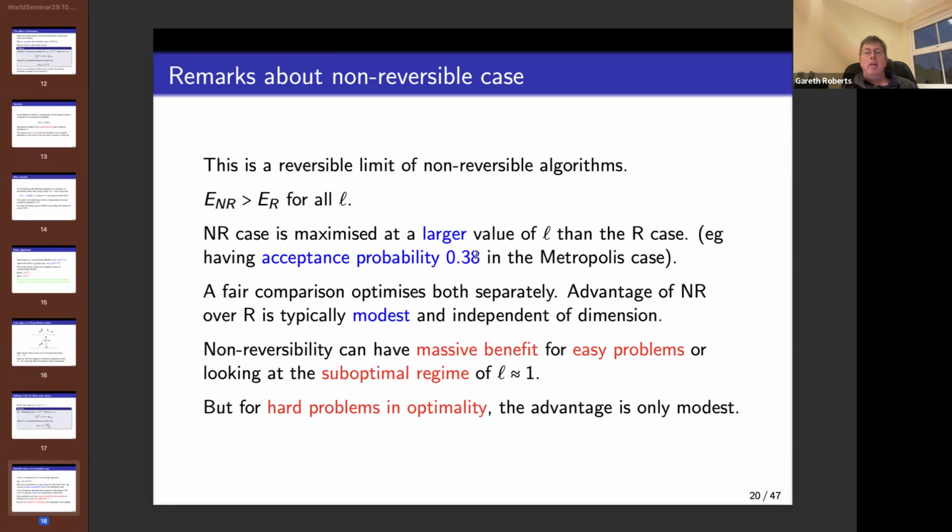Okay, so how should we compare these things? Certainly it's useful to know that for any scaling, the non-reversible one will beat the reversible one. But if we want to actually get one number to compare these things, we should probably look at maximizing both of them and then compare the optima. If I do this, then the advantage of non-reversible over reversible is actually relatively modest.